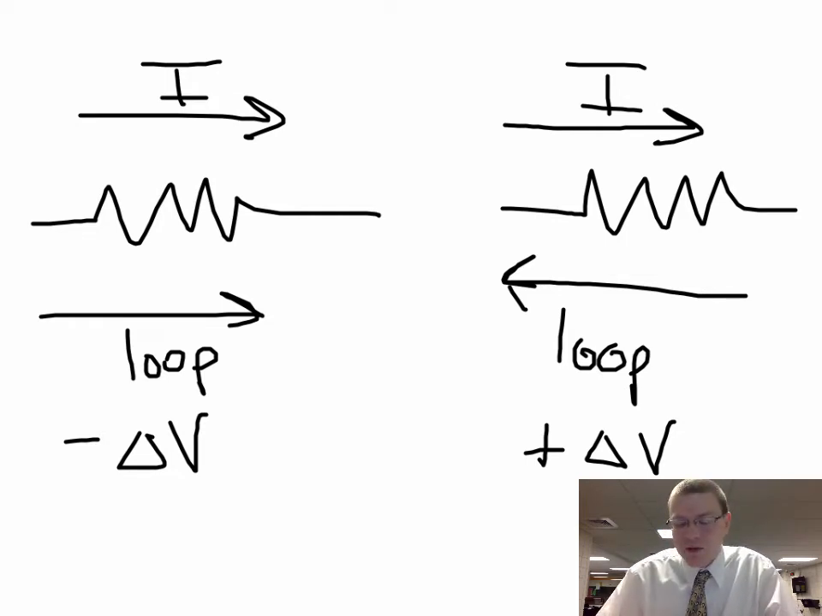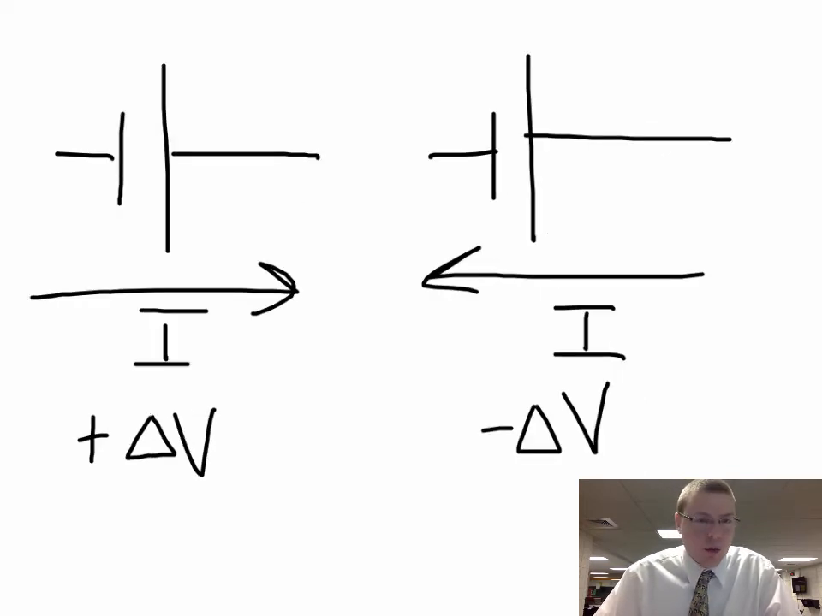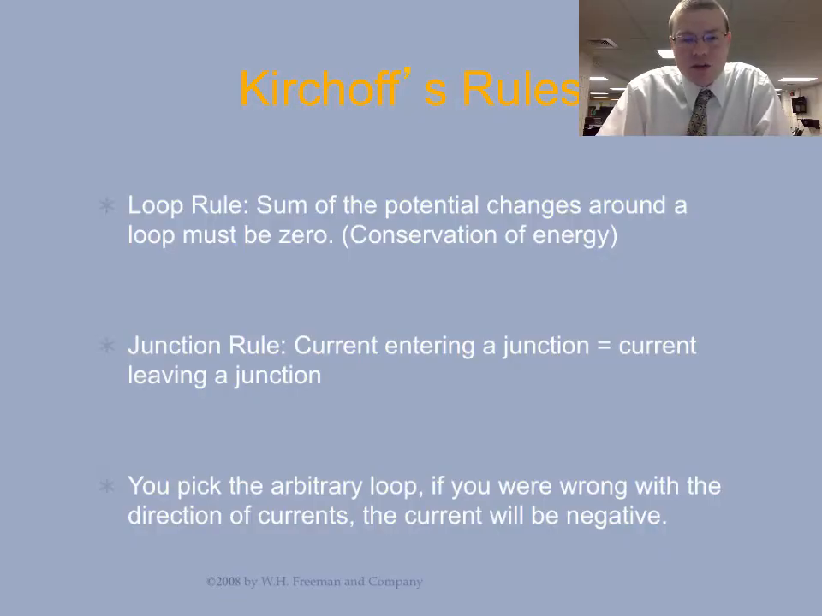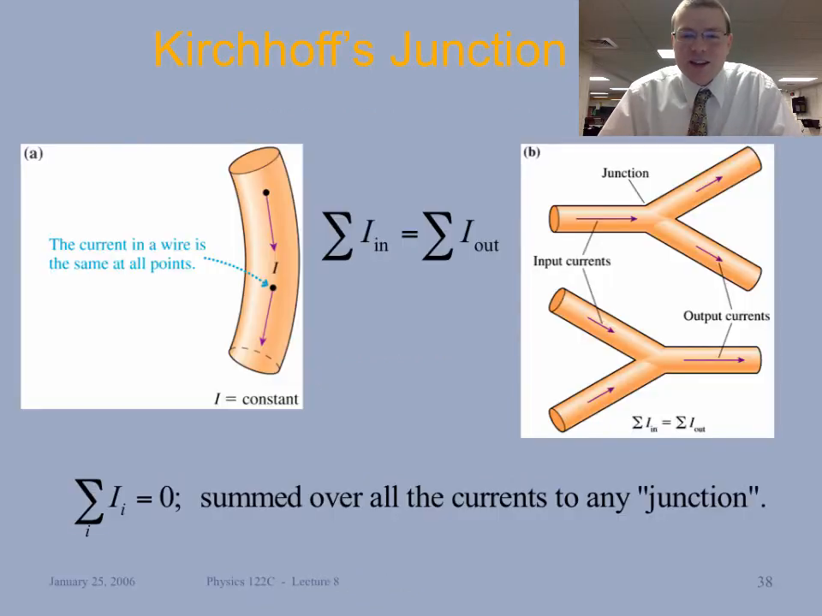Keeping these two rules in mind, what happens at resistors and what happens at batteries, we want to go to Kirchhoff's second rule here. Kirchhoff's second rule is the junction rule, saying that all current that enters a junction must leave a junction, which again is kind of like the conservation of current. So you can see that we've got 2 junctions there.